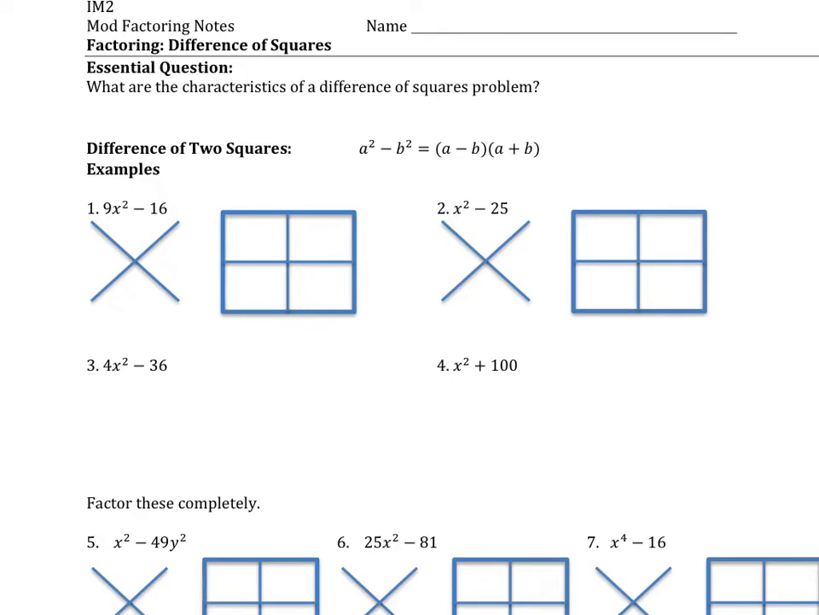A difference of squares has just two terms with a minus between them, hence the idea of difference, our subtraction, and then squares, they are both squared. And they both nicely factor to a minus b and a plus b. To start with, though, let's look at it the way we used to do it with the X-box.